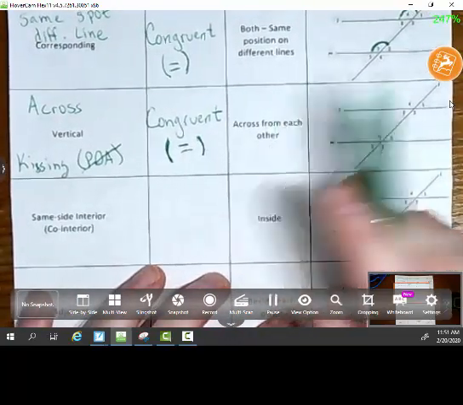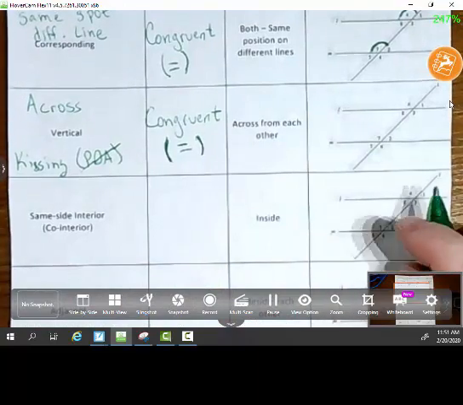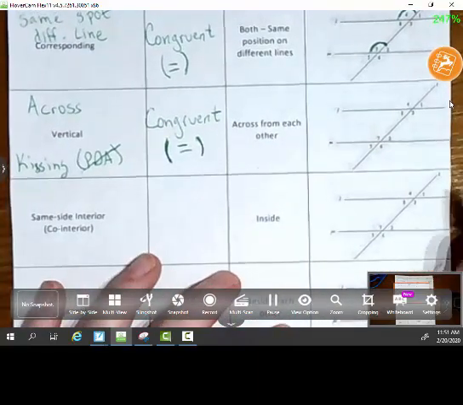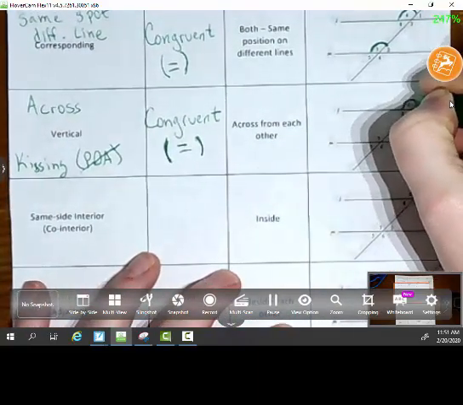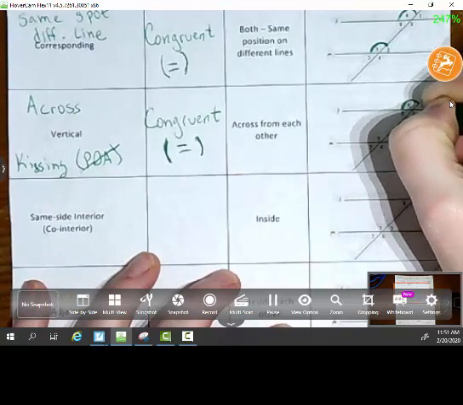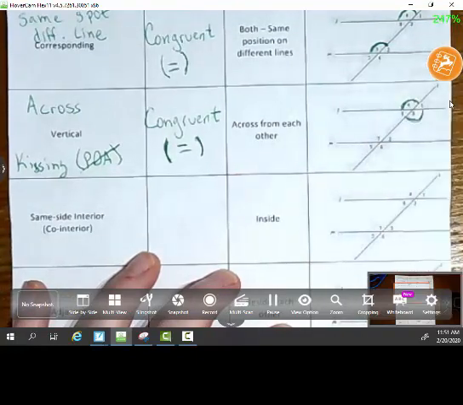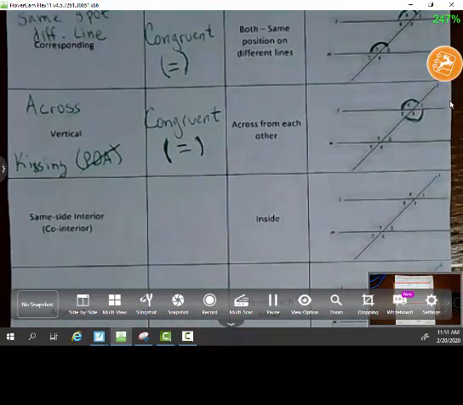So what's one example of vertical angles? Amandre: 4 and 3. Aaron, what's another example? 6 and 7. You also have 2 and 5 and 1 and 8.